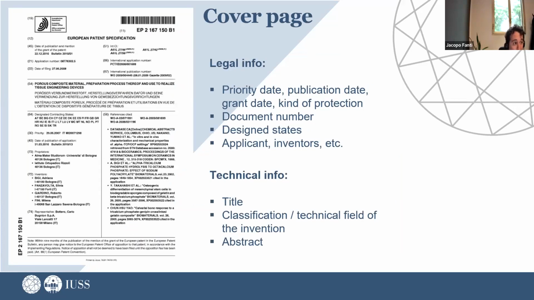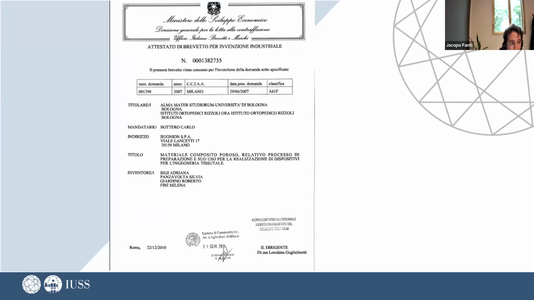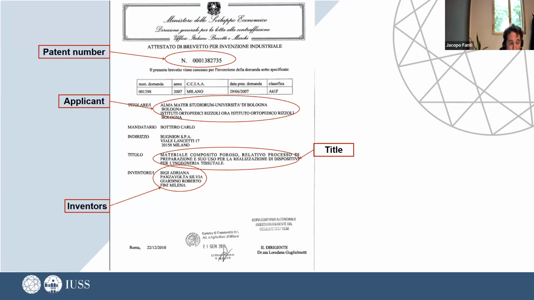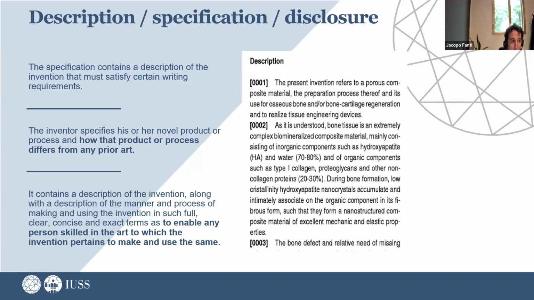You can see here the cover page of a European patent, in which you can find the priority date, which is the date of filing, the publication date, and so on. And then we have a document number and the designated states in which the protection is valid, then the applicant, the inventors, and so on. We have a title, classification, and abstract. This is an example of an Italian patent application. You can see there the patent number, the applicant, the title, and the inventors, for example. So bibliographic information, of course.